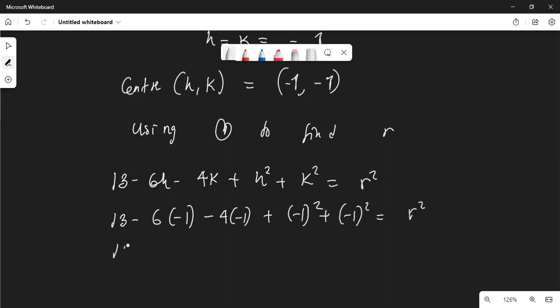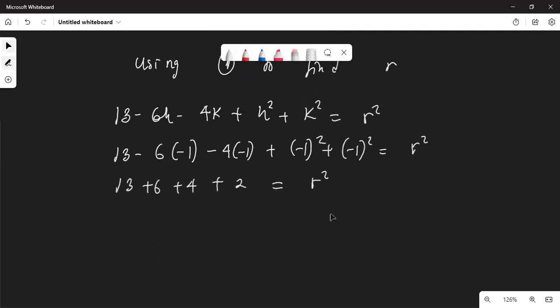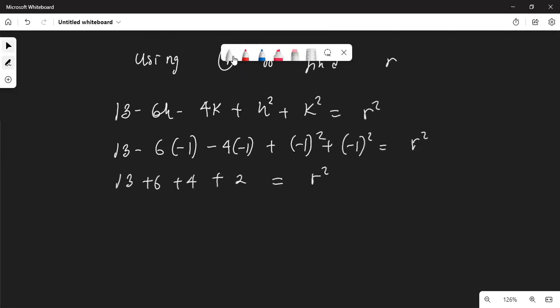So 13 plus 6 plus 4, then plus 1 plus 1, this is 2, this is equal to r squared. All right, so 13 plus 6 is simply 19. Okay, 19 plus 4 is going to be 23. 23 plus 2, we have 25. So 25 equal to r squared. So the radius of this circle is simply 5 units.